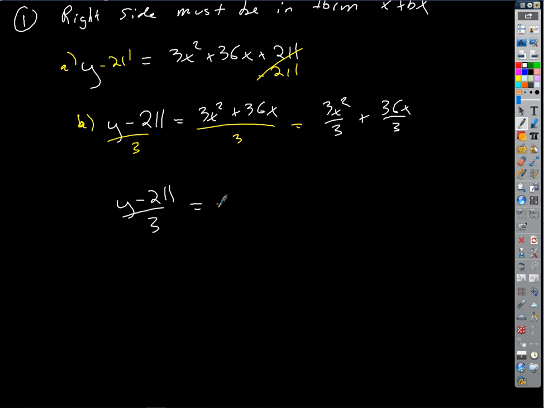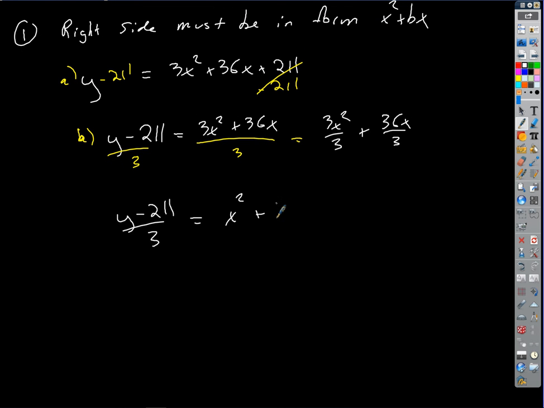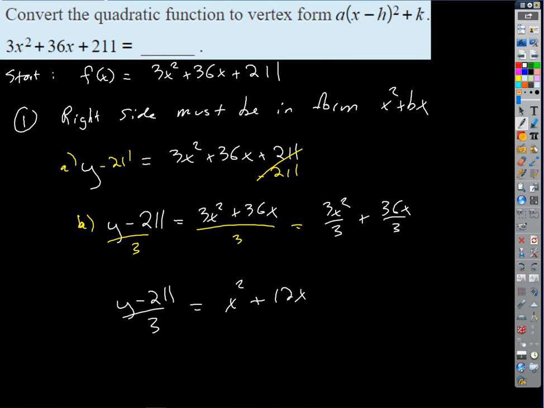What do we get on this side? X squared. That's good, right? That's what we wanted. X squared plus 12x. So far, so good, right? We got what we needed. We got it into that form, x squared plus bx. Right, so step 1 was we got the right side ready to complete the square.